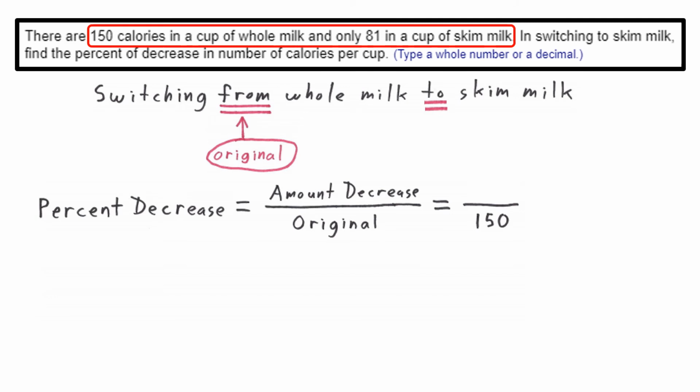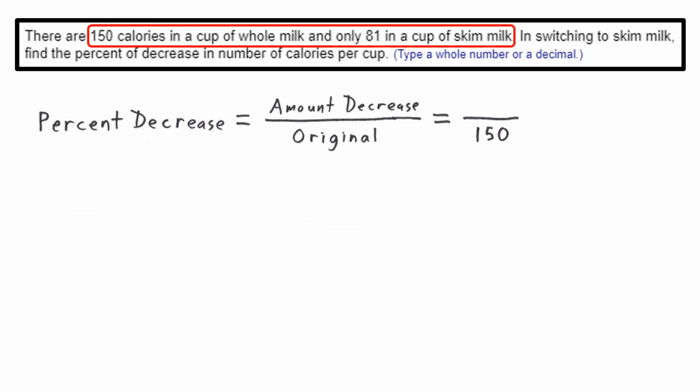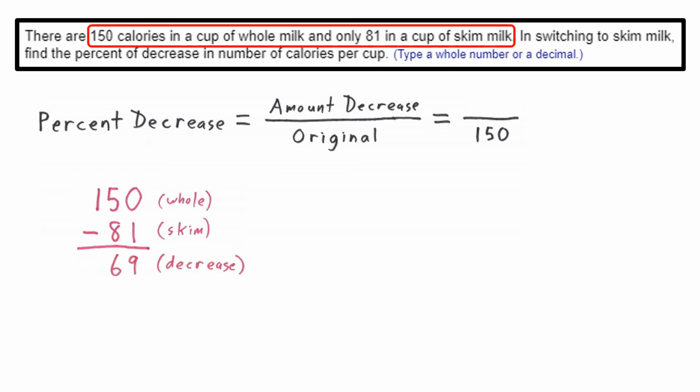It says that there's 150 calories in whole milk and 81 in a cup of skim milk. To find the amount of decrease, we'll need to subtract the two. And I'll need to make a little bit of room to do that. The subtraction of 150 minus 81 gives us a decrease of 69 calories. And that will go on the top of our fraction.